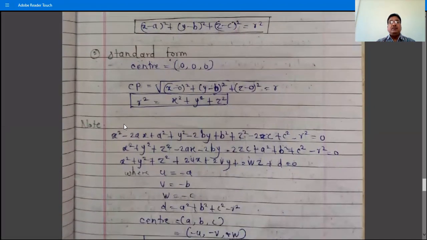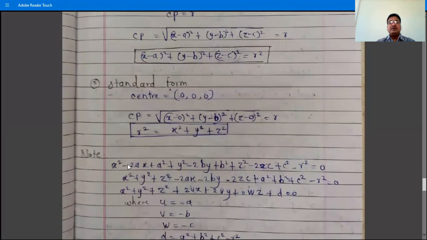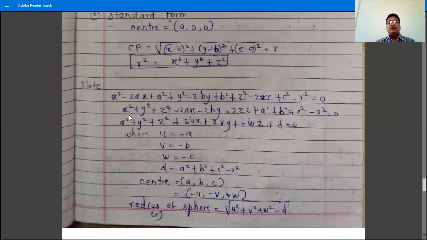So if we simplify this general equation, then what do we have? The square of this bracket is x square minus 2ax plus a square. The square of this bracket, y square minus 2by plus b square. And the square of this bracket, minus r square, shift the r square to the LHS, is equal to 0. Then we have the equation of the form x square plus y square plus z square minus 2ax minus 2by minus 2cz plus a square plus b square plus c square minus r square is equal to 0. And if we denote this, x square plus y square plus z square plus 2ux plus 2vy plus 2wz plus d is equal to 0.